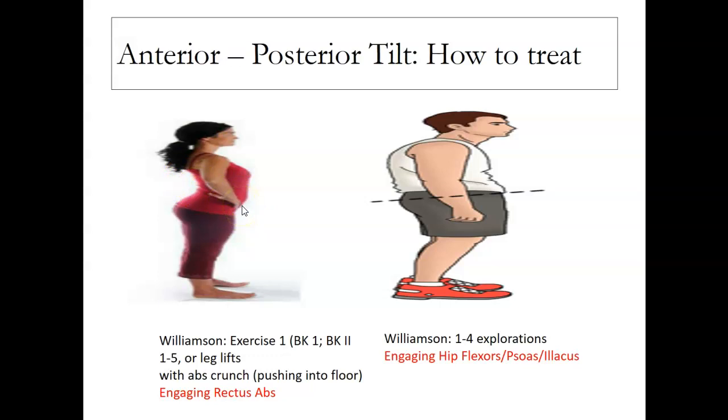What are exercises that we can do for that? Exercise 1, this is the first book. This is book 1, the newer book, Pain-Free Sitting, Standing, and Walking, with the Williamson book. And then the second book, book 2, is Muscular Retraining for Pain-Free Living, the older book, 1 through 5. They all work on that same thing, bringing our pelvis back to neutral.